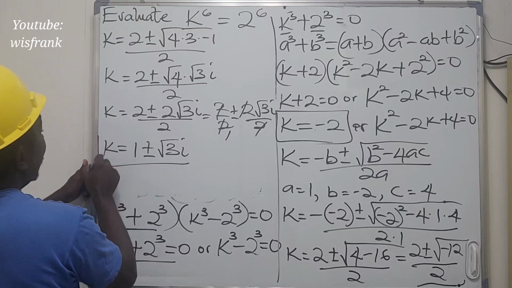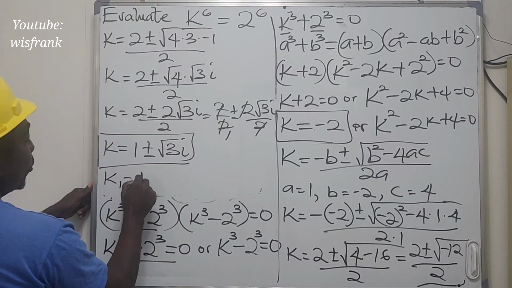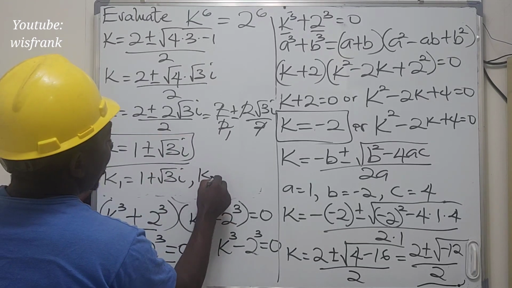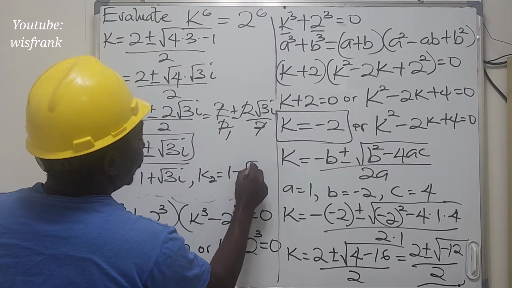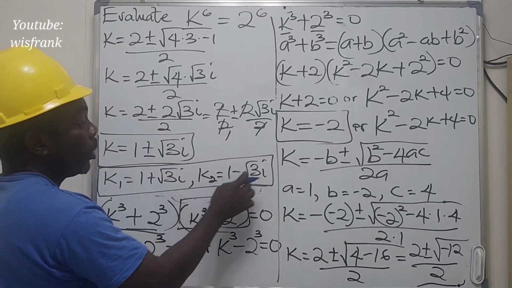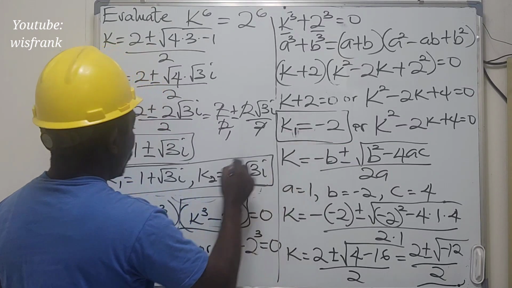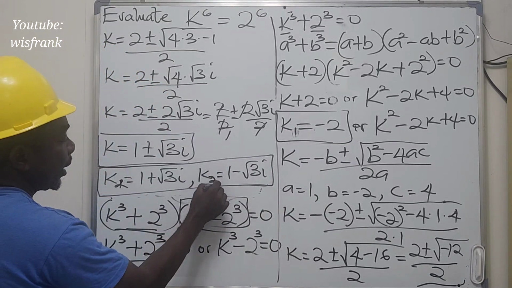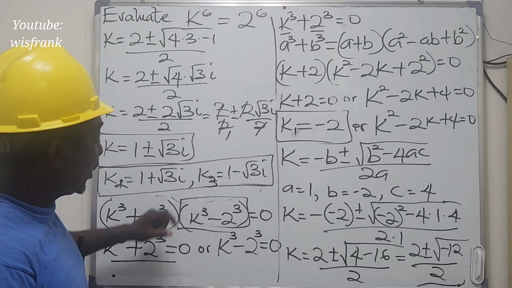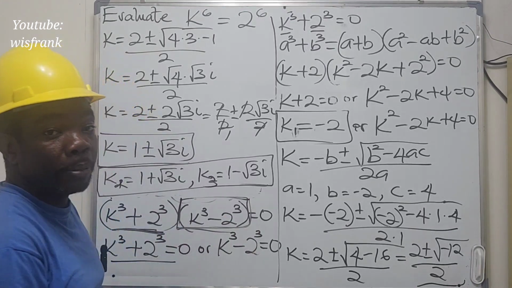So this is the value of k that we have, and we can interpret it as k1 equals 1 plus root 3 i and k2 as 1 minus root 3 i. So these are the values of k1 and k2 that we have. The first one we have here is our k3. Let's take this as k1, this as k2 and this as k3. So these are the three values of k that we have from the first parenthesis, which is this. So we are going to look at this one, which is the second parenthesis.